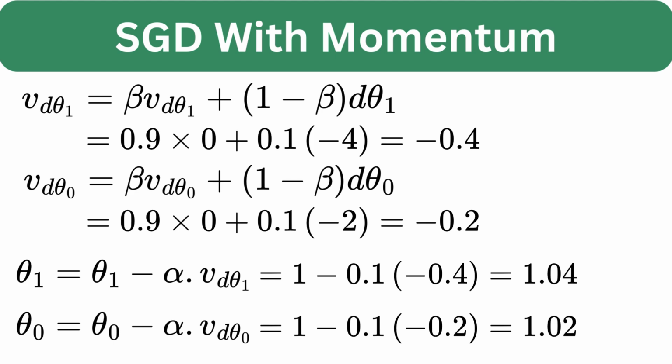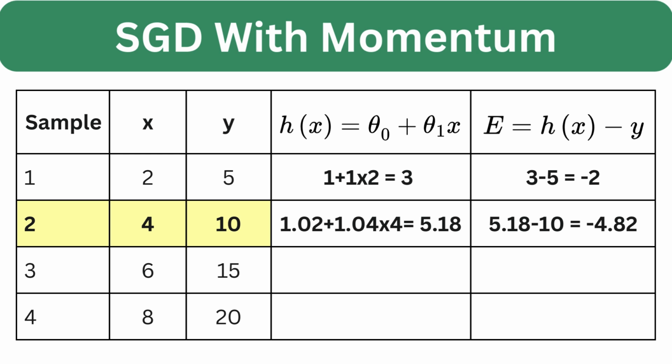Now we have to update the weights. Old theta was 1, minus learning rate 0.1, times the velocity for theta 1, which is negative 0.4. Similarly for theta 0, and we get new weights 1.04 for theta 1 and 1.02 for theta 0. Since the weights have been updated after the first iteration, for the second sample to compute h of x, we will use the updated weights. So we will put the new values of theta 0 and theta 1 in the equation and compute the h of x. It comes out to be 5.18.